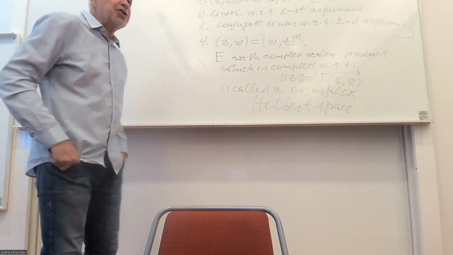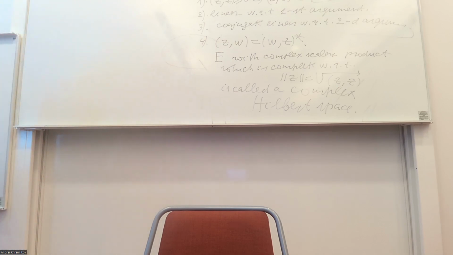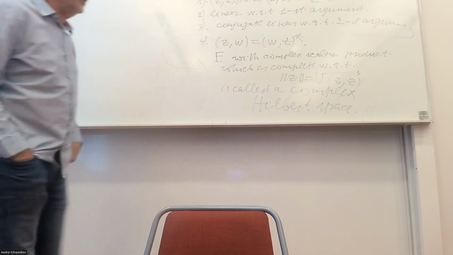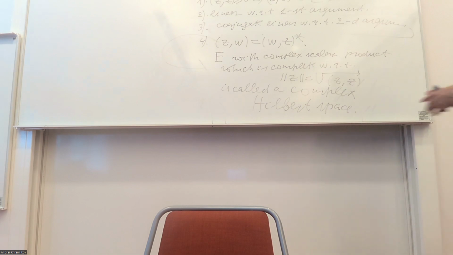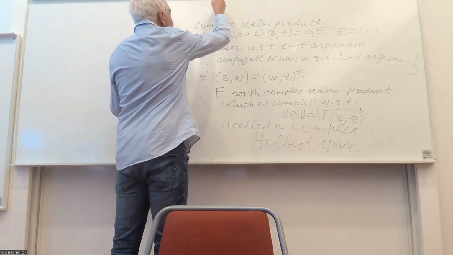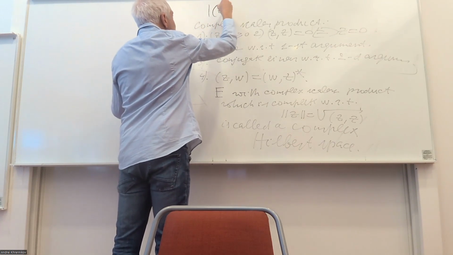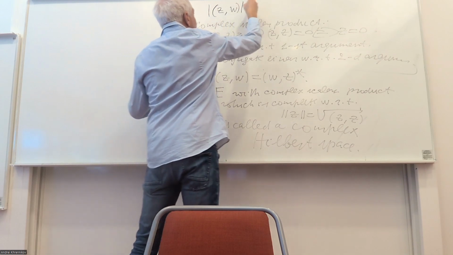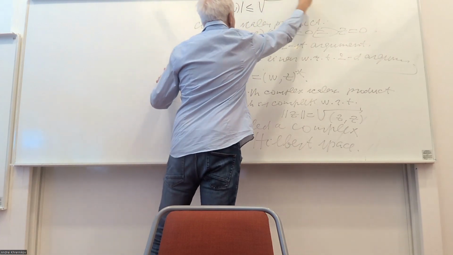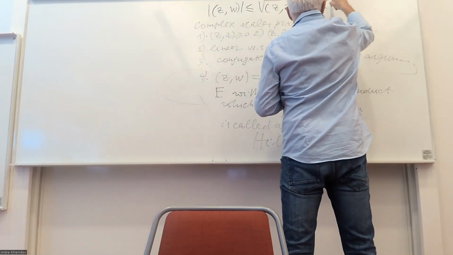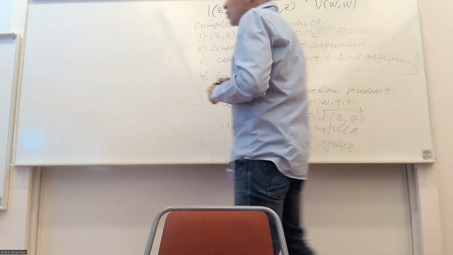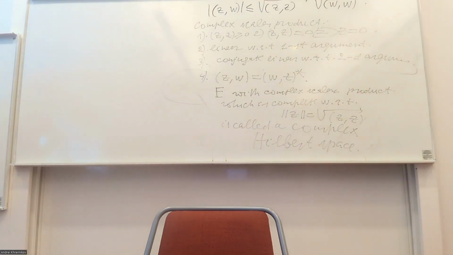We have here also the Cauchy-Bunyakovsky-Schwarz inequality. We can prove that this is really a norm, but it's done in the same way as it was done in the real case. Maybe we can write that here we also have Cauchy-Bunyakovsky-Schwarz, but here this is the complex absolute value, and here is the square root of z norm, square root of w norm. So, the Cauchy-Bunyakovsky-Schwarz inequality.